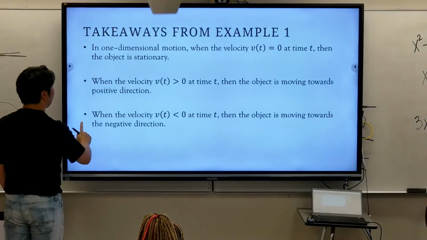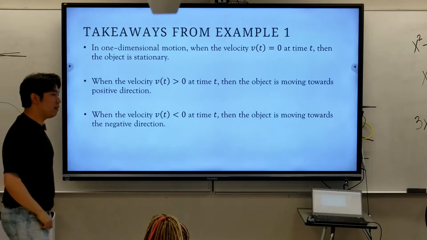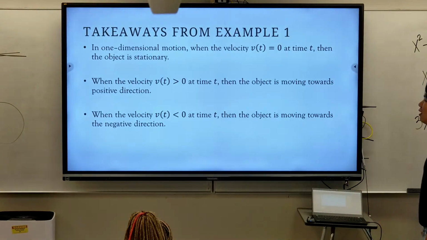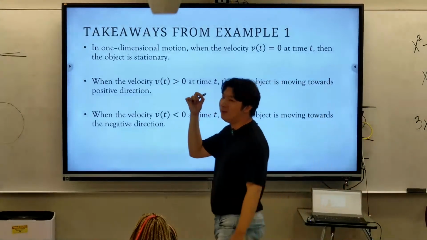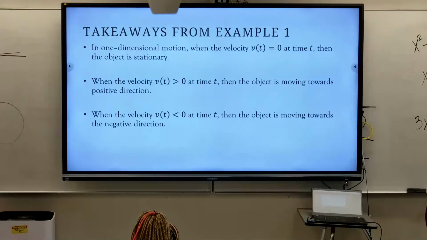I think I have a part D. Oh, no, I don't. So let's talk about some takeaways from what we did in example 1. If I'm talking about one-dimensional motion, in the case we had left and right, when velocity is 0, that means my object is stationary. It's not moving. We know this because velocity describes how my position is changing. So it makes sense that if I'm not moving, my position is not changing at all. Hence, I have a velocity of 0.